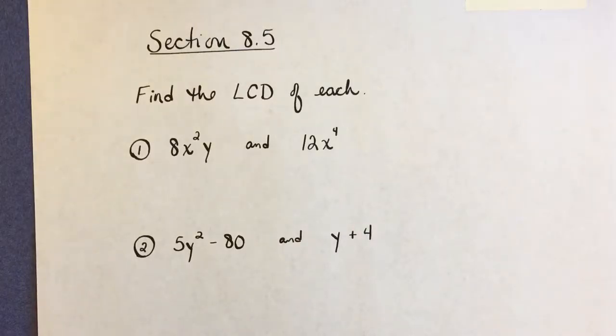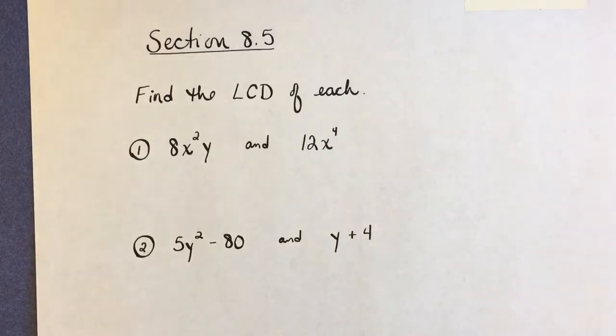Okay, in section 8.5, we're going to be looking at adding and subtracting rational expressions. When you're adding and subtracting fractions, you have to have a least common denominator. So that's what we're going to look at first: how do you figure out what your least common denominator is? Of course, that's what LCD stands for.